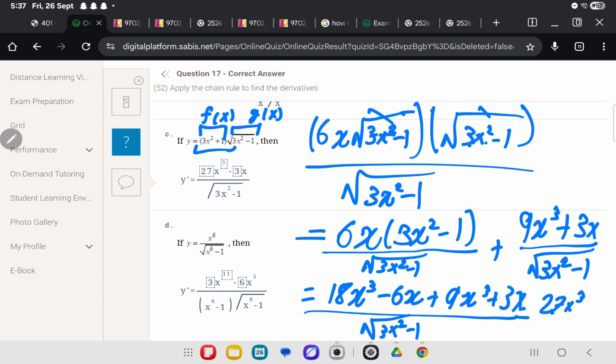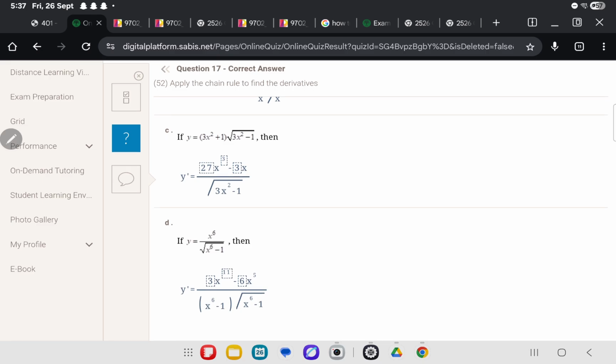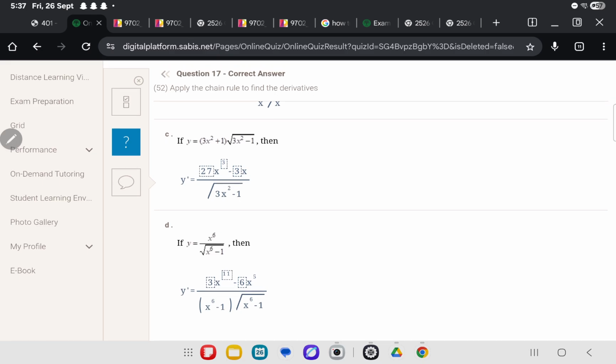So anyway, minus 6x plus 3x is going to give me minus 3x over radical 3x squared minus 1. And that is my final answer. This is my final answer here. Done. Okay. The reason I'm rushing is because this was covered last week.